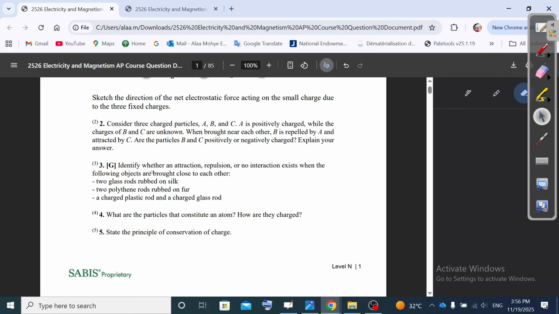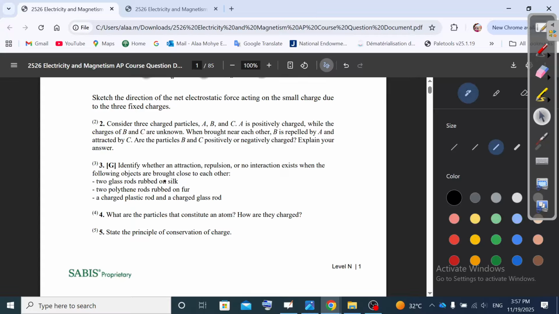Hi everyone, this is electricity final exam grid questions. So let's start. Identify whether an attraction, repulsion, or no interaction exists when the following objects are brought close to each other. When two glass rods rubbed on silk, they maintain the same charge being positive, so they will repel each other. When two polythene rods rubbed on fur, they will have a negative charge, hence repelling each other. A charged plastic rod and a charged glass rod, so positive and negative, they attract each other.